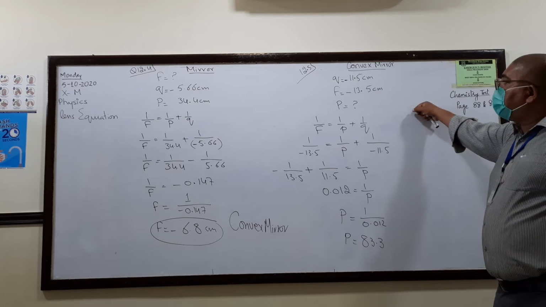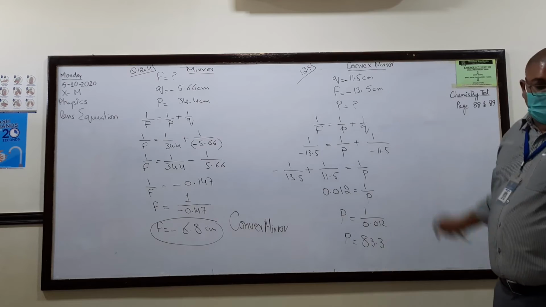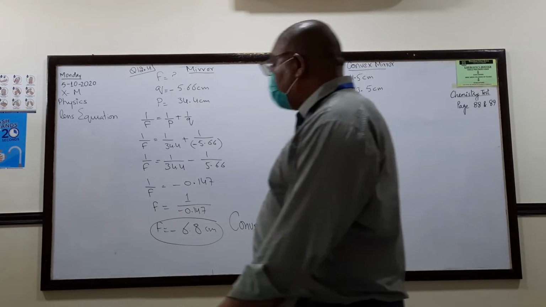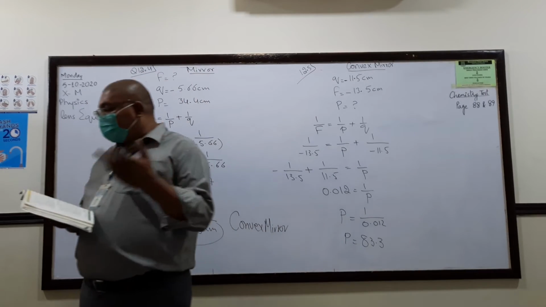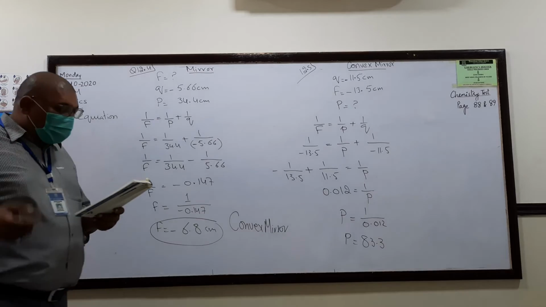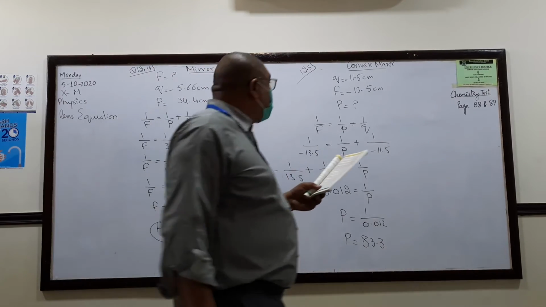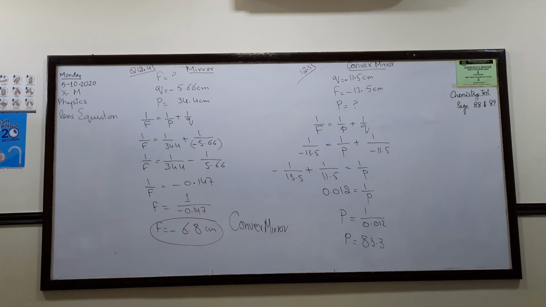Do it again. It's a convex mirror. The focal length should be taken as negative. The Q should also be negative, because the image is behind the mirror and it's a virtual image. An image of a statue appears to be 11.5 centimeters behind a convex mirror with a focal length of 13.5 centimeters. Find the distance from the statue to the mirror.